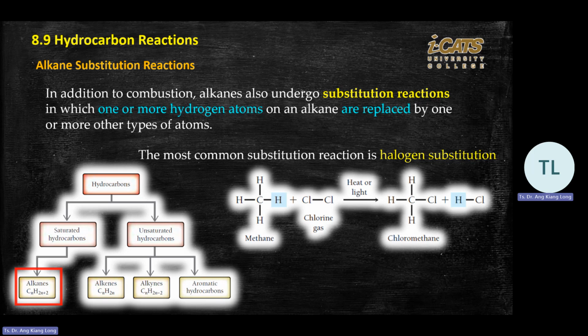You take away one of the hydrogen, you replace it with other items. It's called halogen substitution.